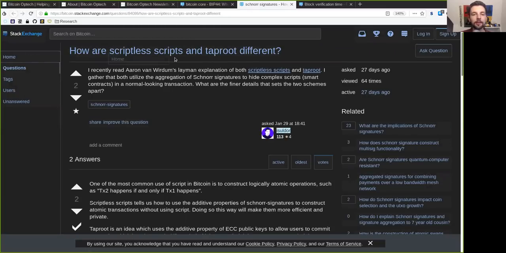How are scriptless scripts and Taproot different? I recently read Aaron van Wirdum's layman's explanation of both scriptless script and Taproot. I gather that both utilize the aggregation of Schnorr signatures to hide complex scripts, smart contracts, in a normal-looking transaction. What are the finer details that set the two schemes apart?